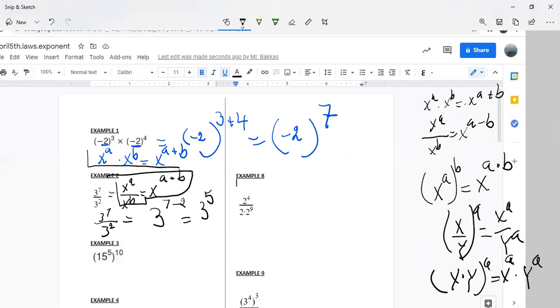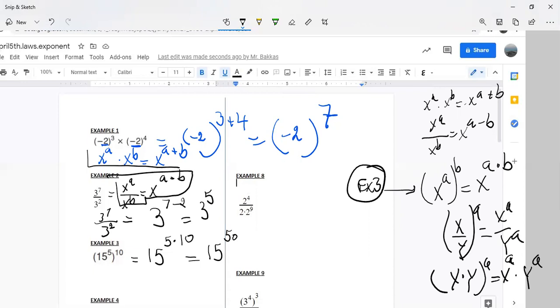So example 3 is the power rule. We're going to use this one for example 3. So let's do it. 15 raised to the 5th power, parentheses raised to the 10th power is 15 raised to the 5 times 10. They multiply each other, which is 15 to the 50th power. Okay.